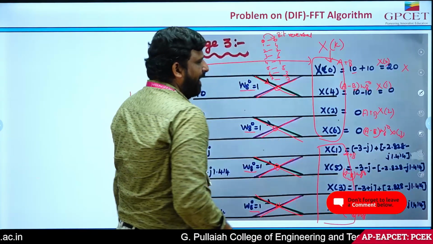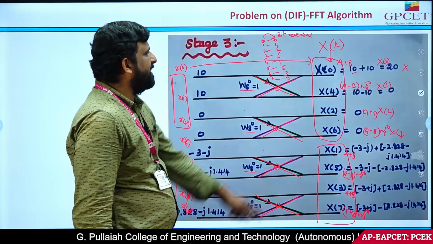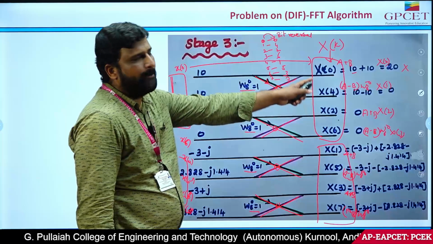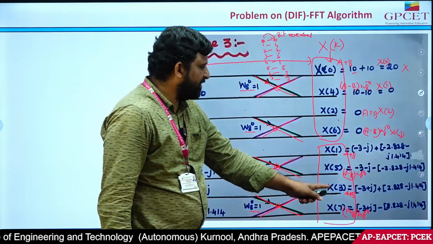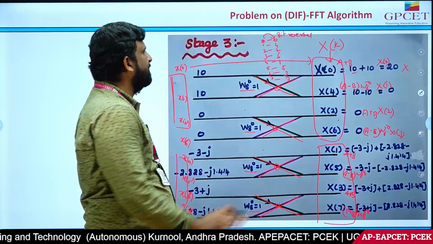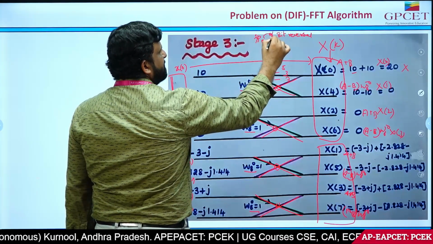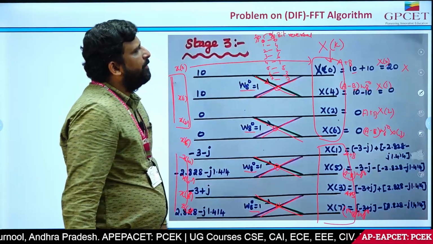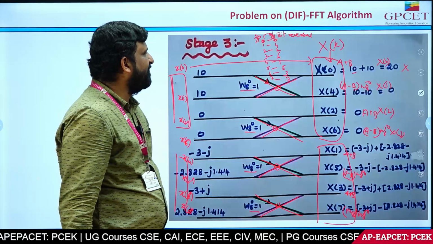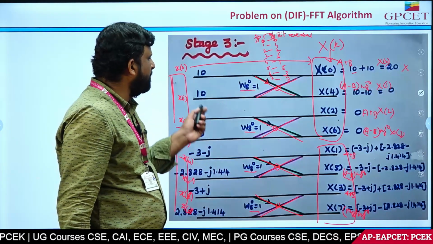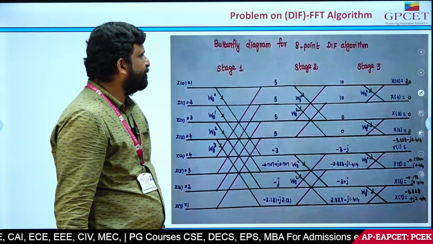So be careful while you indicate the output parameters, and it should be in the form of even and odd. X of 0, X of 4, X of 2, X of 6, 1, 5, 3, 7. So it should be a bit reversed between the input sequence and output sequence. This is the process of how we compute the DIF using the FFT algorithm and how we reduce that sequence with the help of this process.